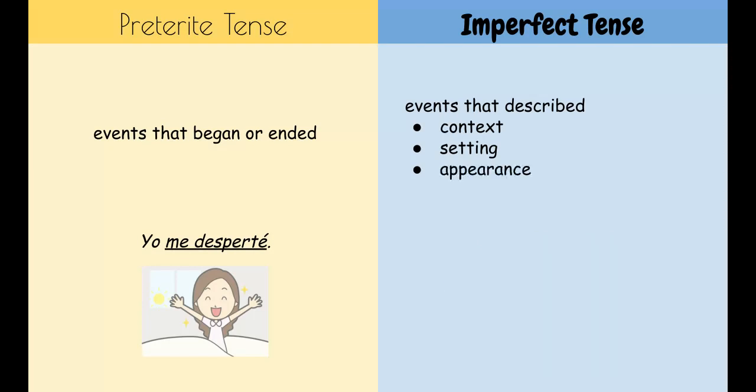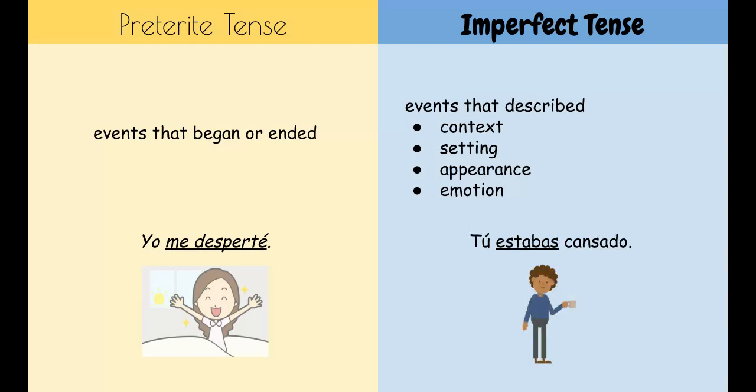You could often use the imperfect tense to describe appearance. For example, la casa era roja. The house was red. I don't really care when the house started being red or when the house stopped being red. All I care about is that at the time of my story, it was red. And then finally, emotion is often, but not always, described using the imperfect tense. You could say, tú estabas cansado. You were tired. But when you're using it this way, you're implying that something else happened while you were tired. Tú estabas cansado.